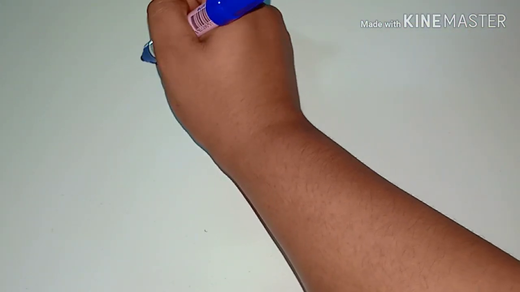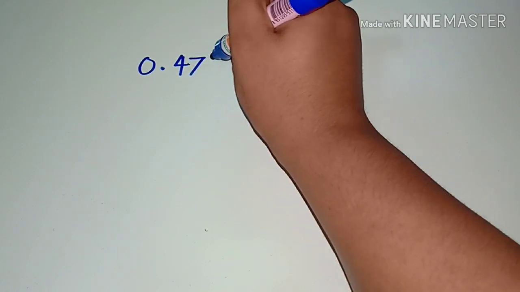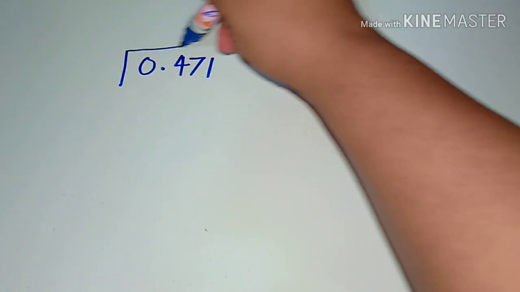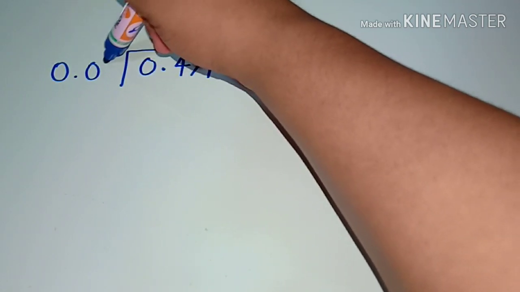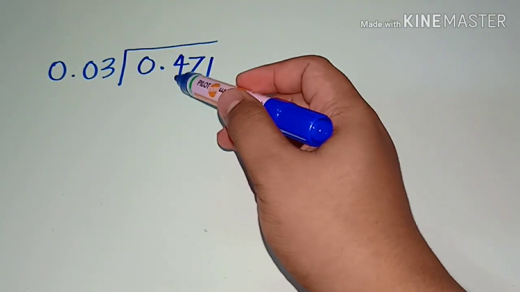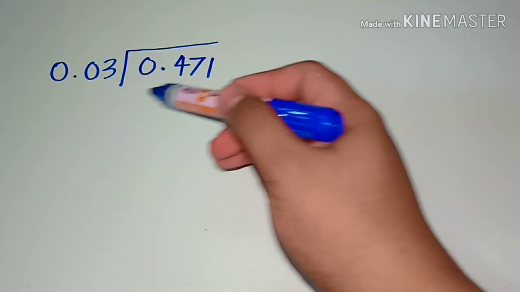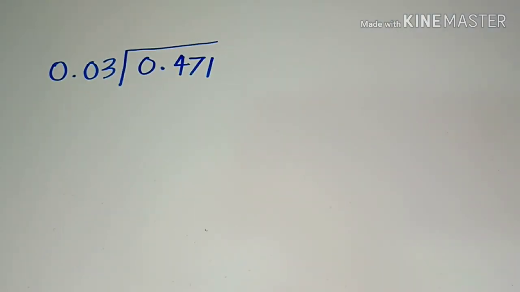So what if we have 0.471 divided by 0.03? In this division sentence, the 0.471 is our dividend, while 0.03 is the divisor. And if you try to notice, it will be very hard if you just divide them right away. So I'll be teaching you a very simple technique to divide it in an easier way.